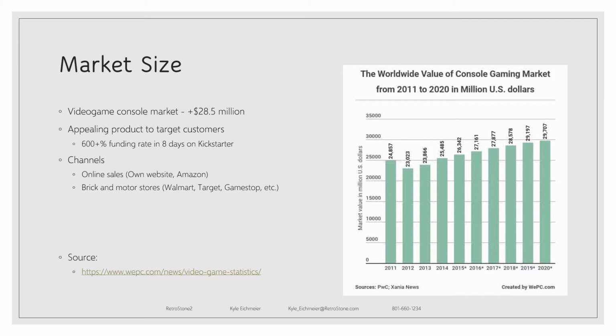This is an appealing product to customers, as shown by the 600% plus funding rate that it received on Kickstarter in only 8 days. The channels through which we plan on reaching these customers are mostly online sales, through our own website, which we are currently creating, and also through Amazon. We will also target some brick-and-mortar stores, such as Walmart, Target, and GameStop. In these stores, we will allow users to, one, buy it the same day, and two, set up demo stations where they can try the system out before they buy it.